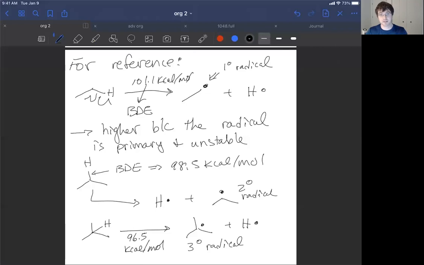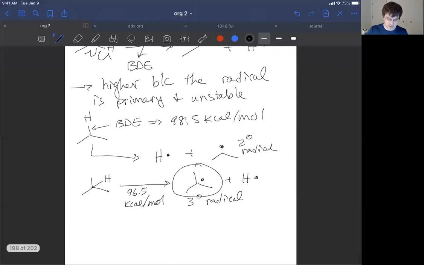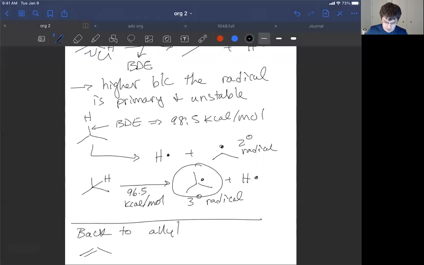So there's our perspective. 101.1 is pretty high, okay, for a carbon-hydrogen bond. But then for a really weak carbon-hydrogen bond, something that results in a t-butyl radical right here, or a tertiary radical, we get a weak carbon-hydrogen bond at 96.5. Now that's all to give you that frame of reference that the allyl group is very reactive. If we go back to allyl, that number I said for this carbon-hydrogen bond was 87 kcals per mole.